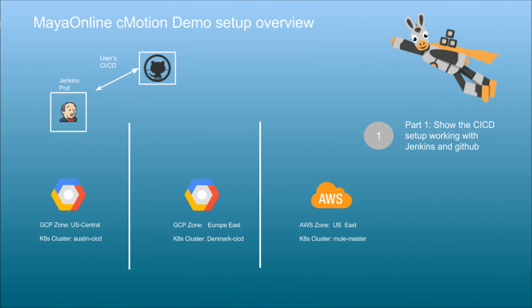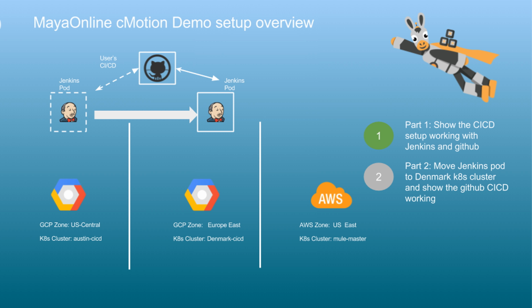In this demo, we first run the build on a GitHub commit on Austin cluster. Next, without any change to the cluster or the application, using cMotion, we move Jenkins pod to the Denmark cluster and verify Jenkins build process there.